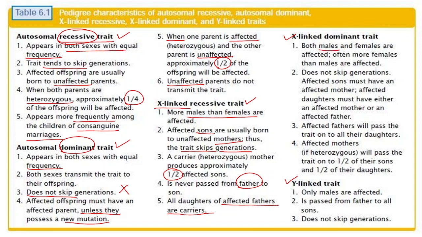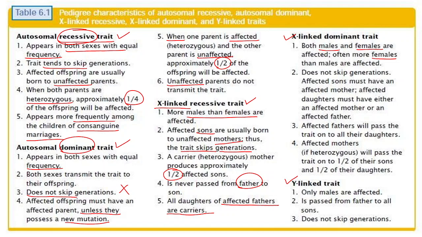Here both males and females are affected. Often more females than males are affected in X-linked dominant, because the possibility of having X chromosome in the females is more when compared with the males, because male will have only one X chromosome, but in case of females 2 X chromosomes will be there. That is why the possibility of getting the X-linked affected condition in the females will be more.